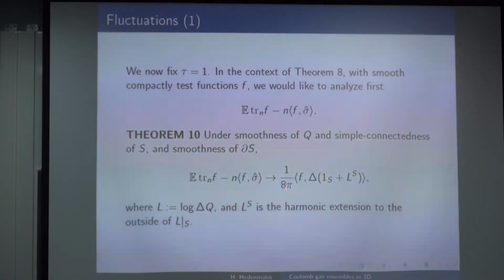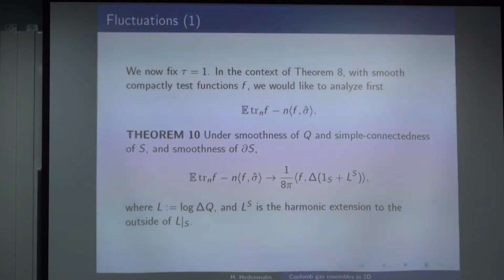Here things are a bit complicated. 1 sub S is of course the characteristic function of the set S. We assume tau is 1 and we don't write tau anymore. And L sup S is something else. Capital L is the logarithm of the Laplacian of Q, and L sup S is, what is it? You restrict L to the droplet S, the support of the equilibrium measure, and then you extend this function harmonically outside the droplet. This is what happens.